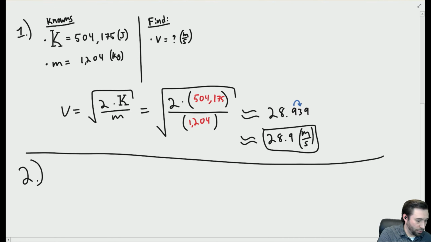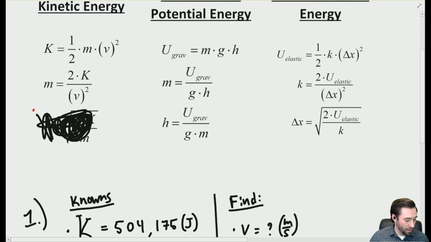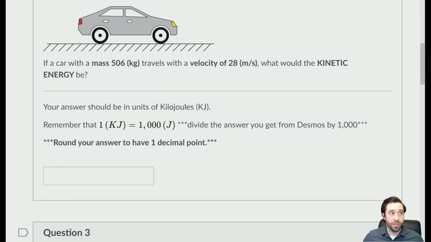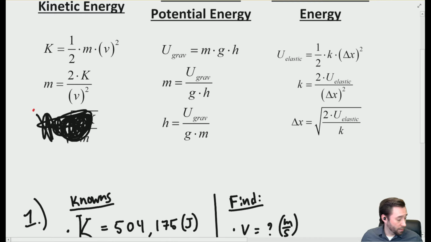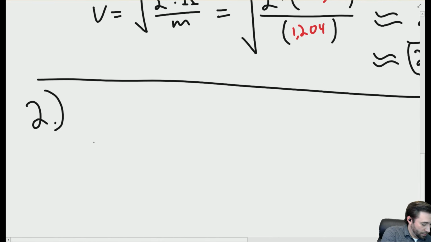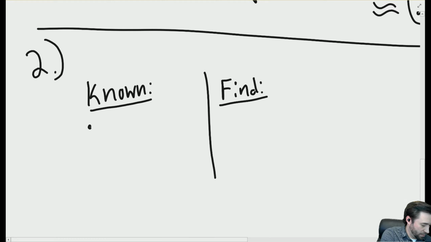Question número dos. All right. So we have now used this equation, so we cannot use it again. So that's gone. And if you'll notice, all the questions with the little car that I made, those ones are going to be dealing with kinetic energy. Okay. So write down my knowns, write down my find. I've got 2 knowns, I'm going to have 1 find.